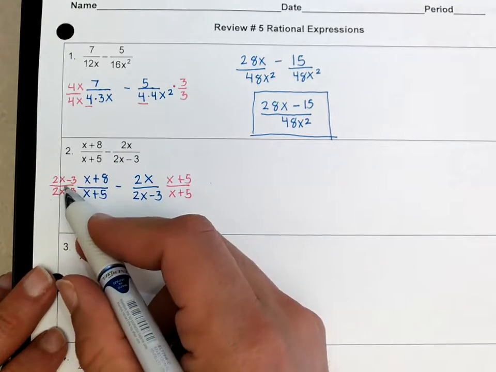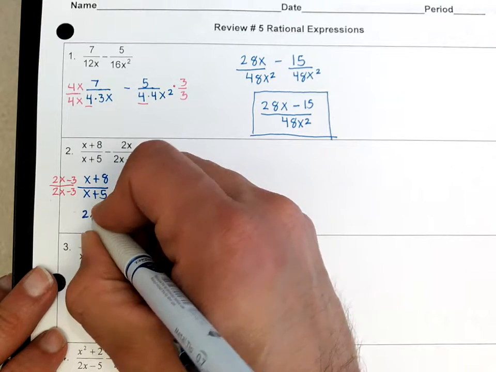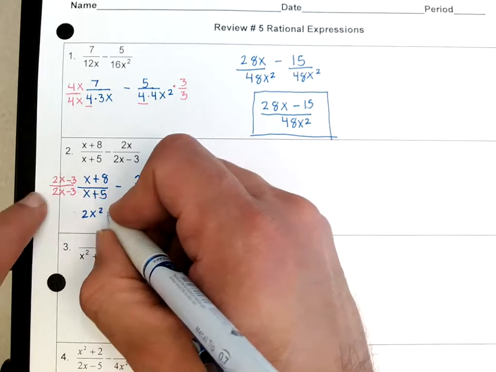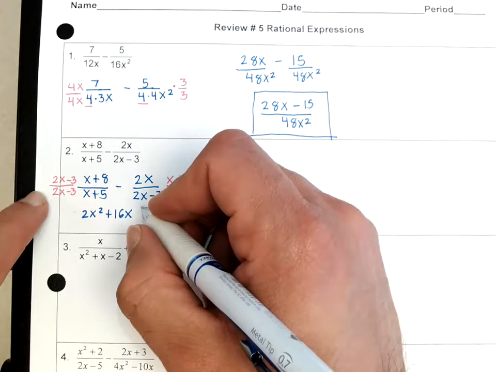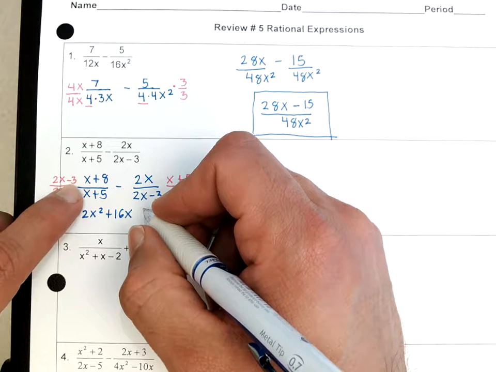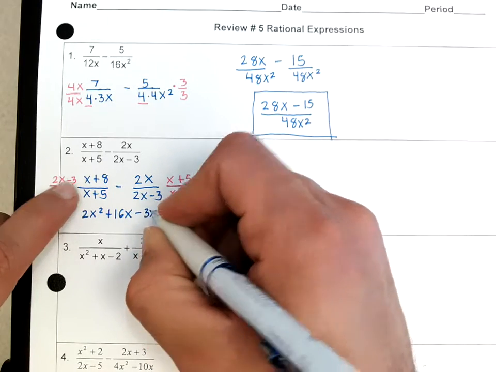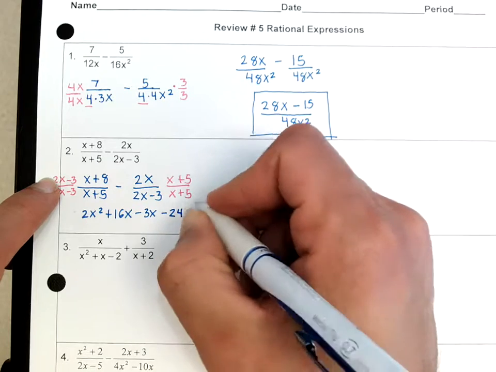Alright, remember that foiling means I'm going to multiply 2x squared. So we have 2x times x, 2x times 8, which is 16x. And then I'm going to go to the negative 3. So we have negative 3 times x, which is negative 3x. And then we have negative 3 times 8, which is negative 24. Alright.